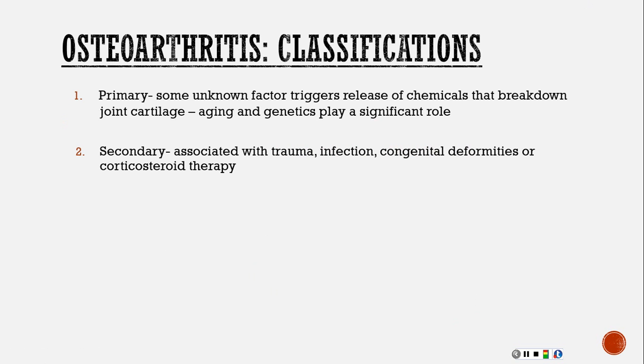All right, there are different classifications of osteoarthritis. Primary, they really don't know the main reason why it occurs, but some unknown factor triggers the release of chemicals that break down joint cartilage. Aging and genetics play a significant role. They know the mechanical process occurs.